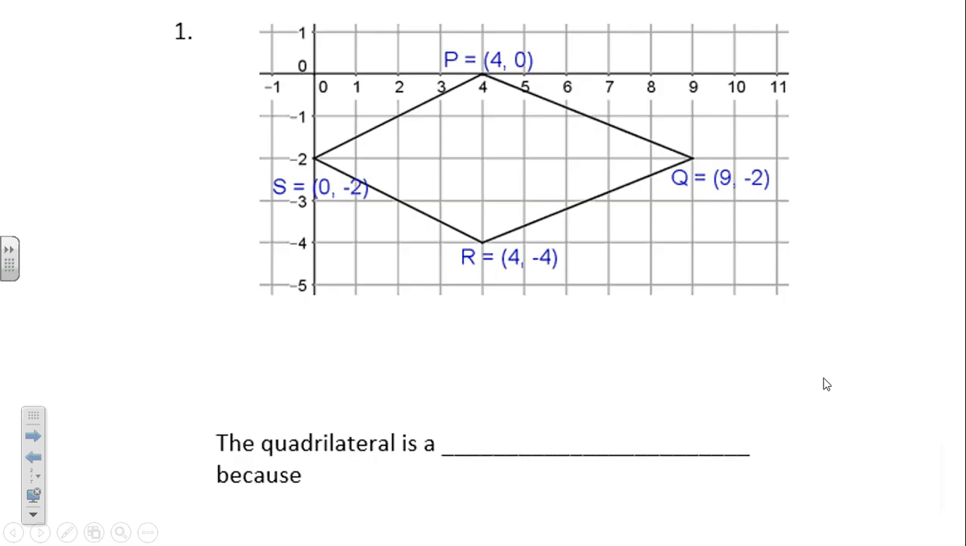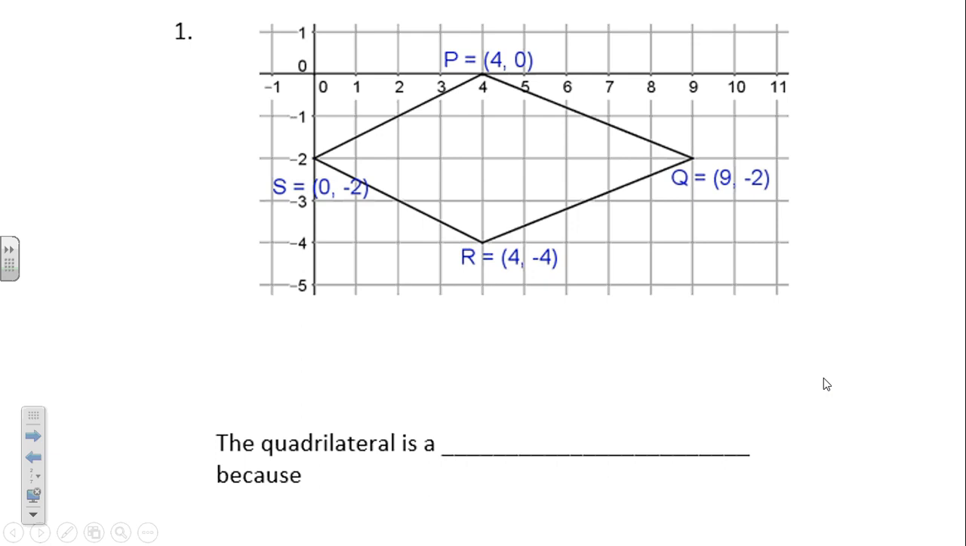So, number 1 on your coordinate quadrilateral sheet is already graphed for you, just like it will be on your test. So you don't have to take the time to graph the points and label them. Okay? So we want to know what kind of quadrilateral do we have here. Now, what do you suspect it is? A parallelogram. Okay? It looks like it might be a parallelogram.